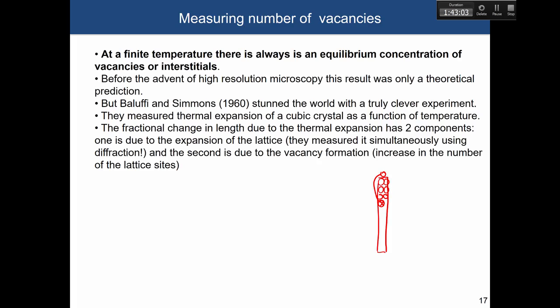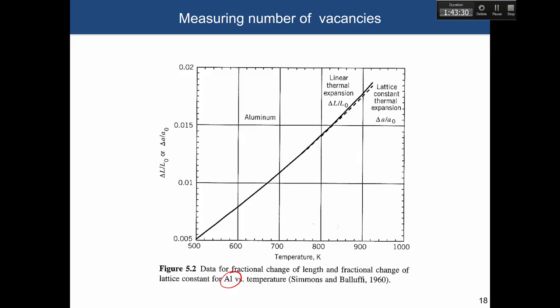So they calculated the total change in the length of the material, which has two components. One was due to the thermal expansion, and the other was due to the change in the concentration of the vacancies. We mentioned that this is a temperature-dependent property. So when they measured this for the case of aluminum, this is what they obtained.